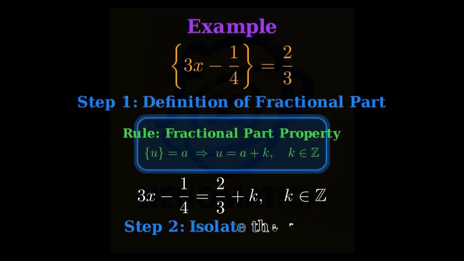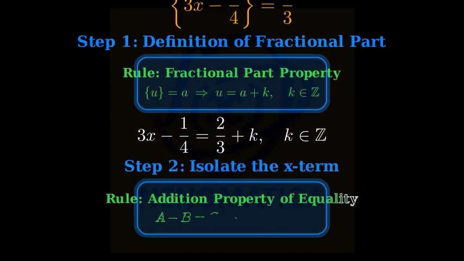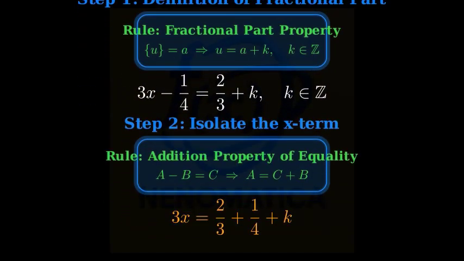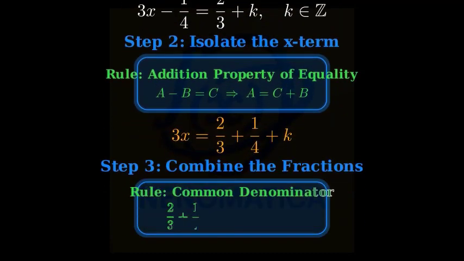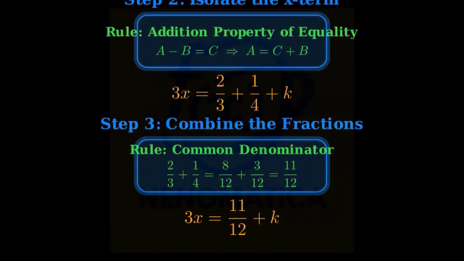Step 2. Isolate the term with x. Add 1/4 to both sides. That gives 3x equals 2/3 plus 1/4 plus K. Step 3. Combine the fractions 2/3 and 1/4. Use a common denominator of 12. 2/3 is 8/12, and 1/4 is 3/12. So that sum is 11/12. Therefore, 3x equals 11/12 plus K.